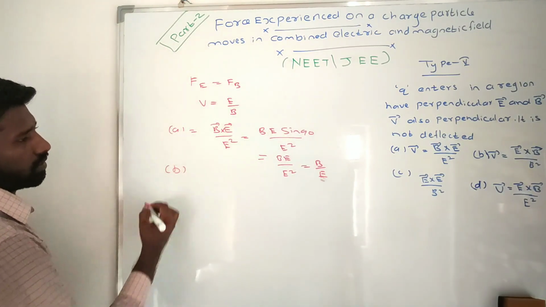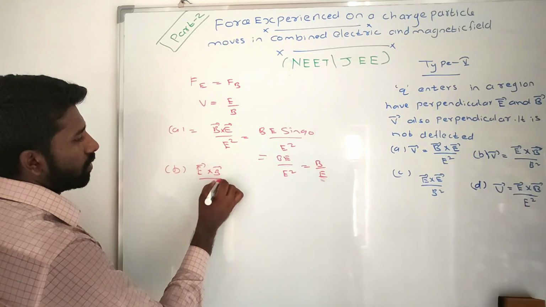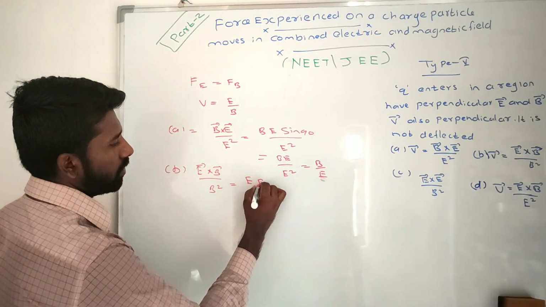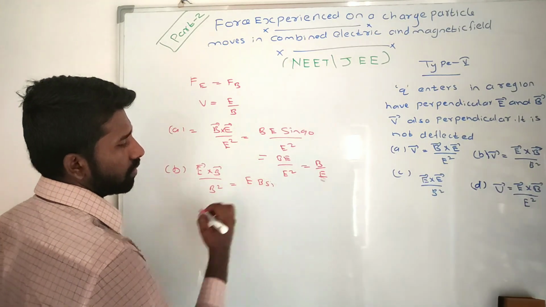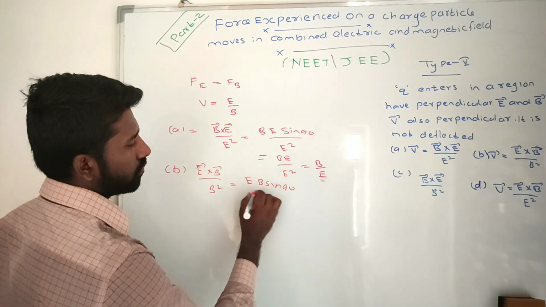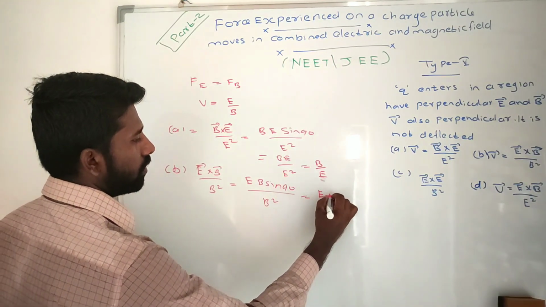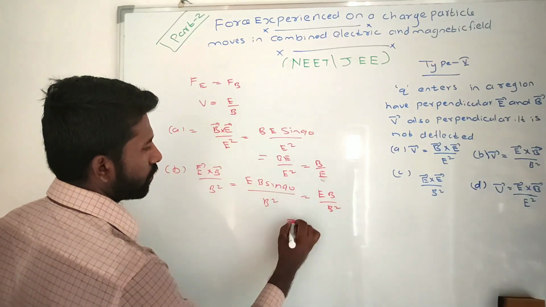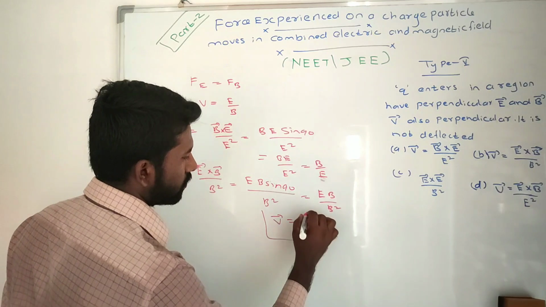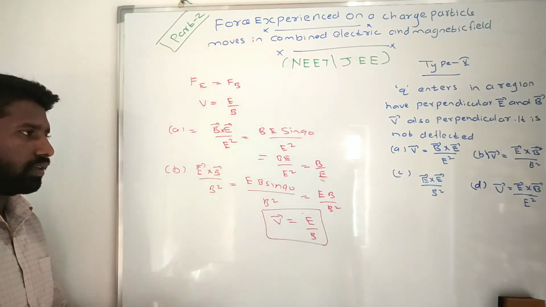We will check the second one. What is E cross B divided by B square? E cross B is equal to E B sine of the angle. What about the angle? The angle between E and B is 90 degrees. So like this, and B square. Okay. So what will you get? E B divided by B square. So from this what will you get? That is E by B. This is the correct answer. Okay. This is the correct answer for the velocity.